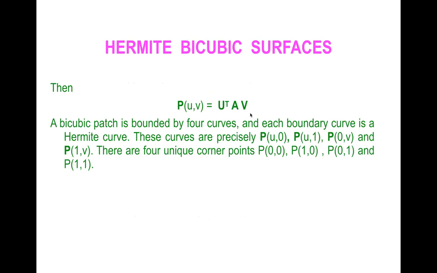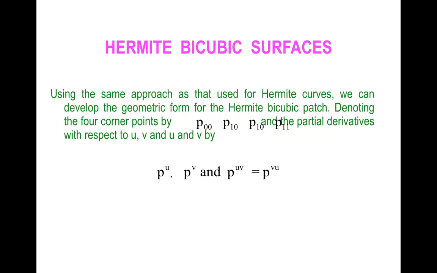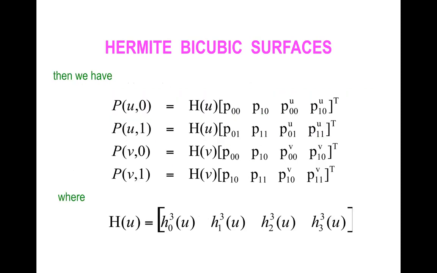And then you can multiply them all together and come up with the bicubic surface. Okay, this is a way to define the Hermite bicubic surface, that is, you have to define the vector together with the point. I'm not going into detail about this because it's quite complicated, right? But the idea is similar to the Hermite curve.